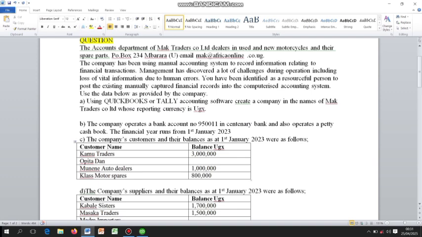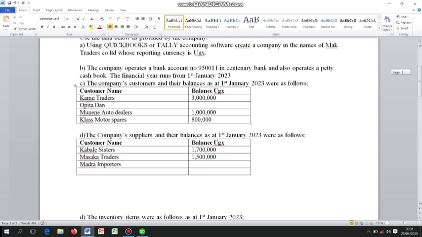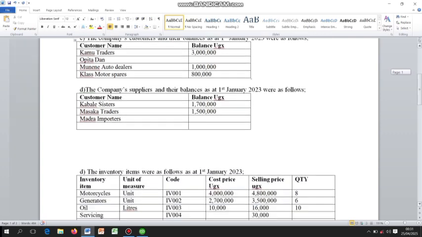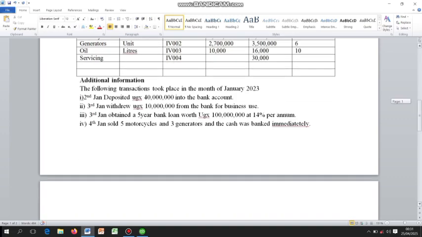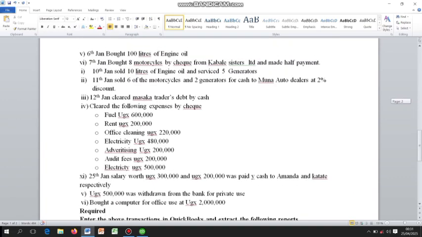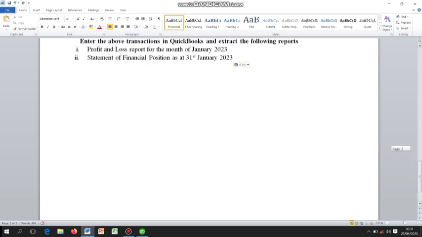Here is the number for QuickBooks, which I'm going to work upon. So I'm showing it to you so that you can get the information and follow when I'm also working. Yes, there it is. So it's done.